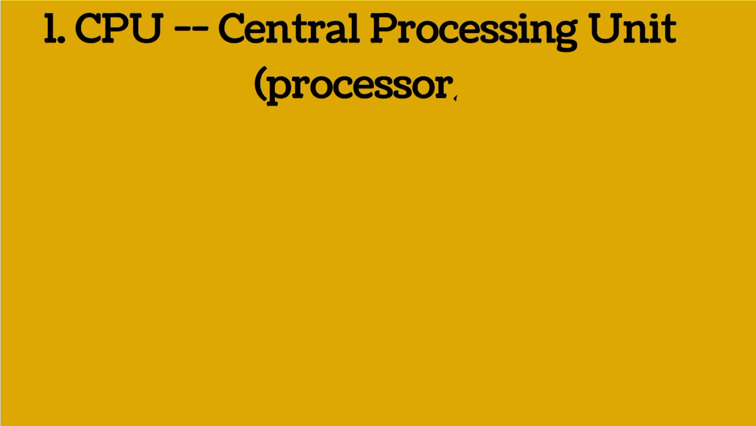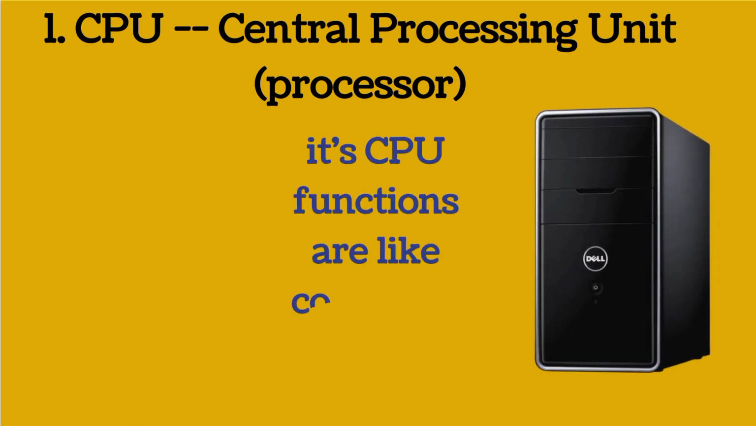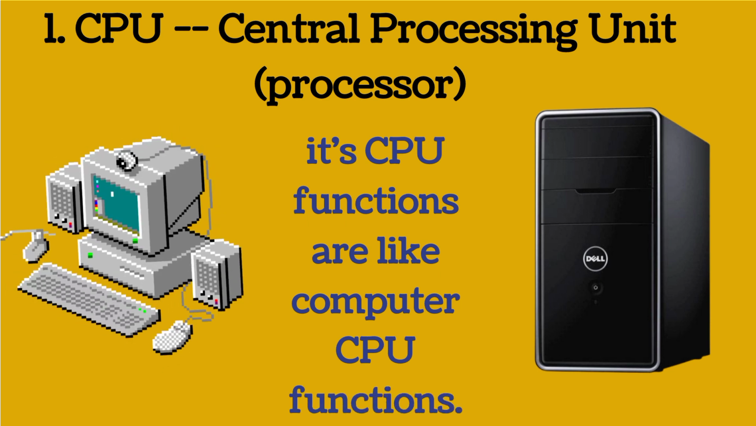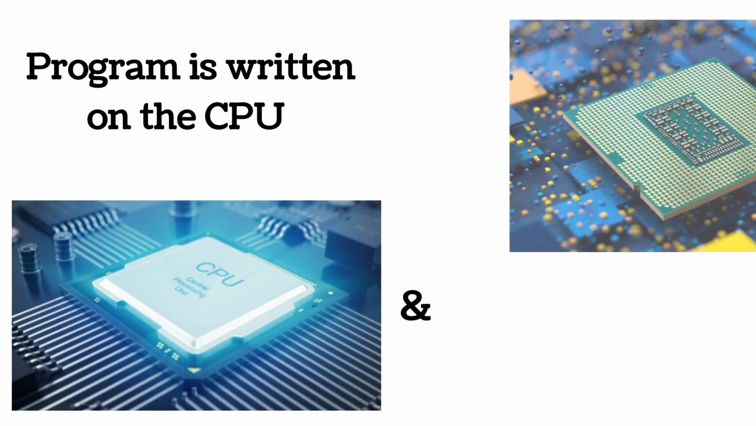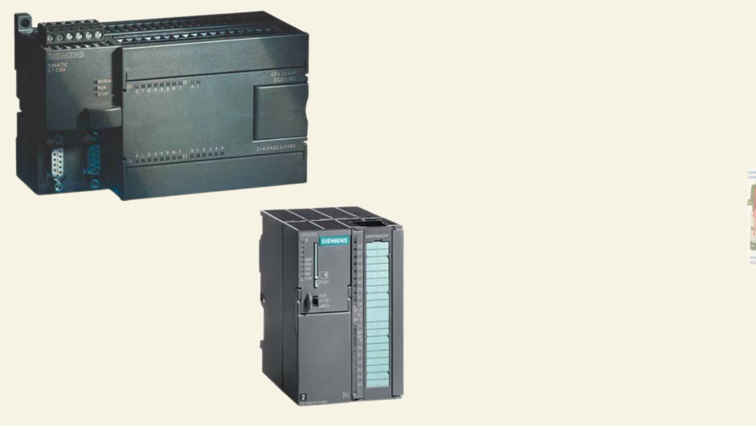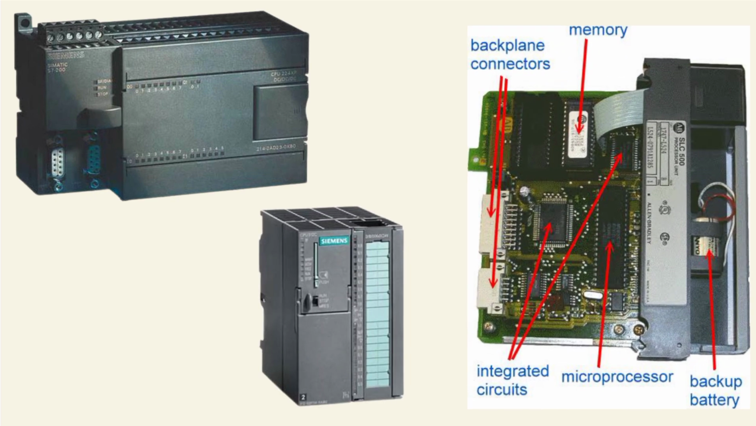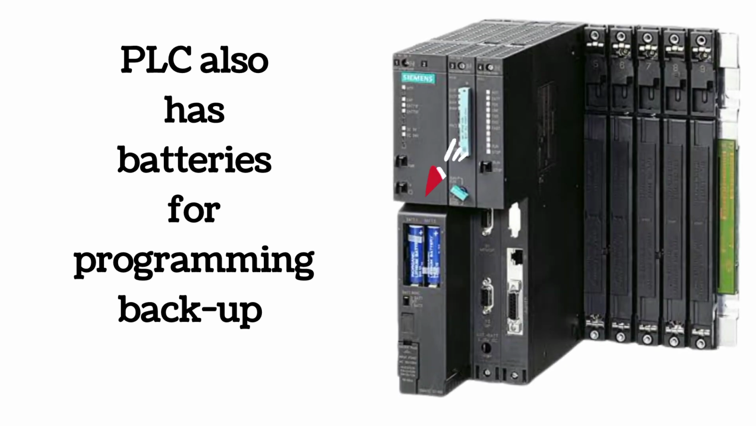The first one is CPU, and its full form is Central Processing Unit or processor. Its functions are like computer CPU functions. The program is written on the CPU, and CPU also runs the program. PLC CPUs are shown in the images. PLC also has batteries for programming backup. In the image, PLC batteries are shown by arrow.